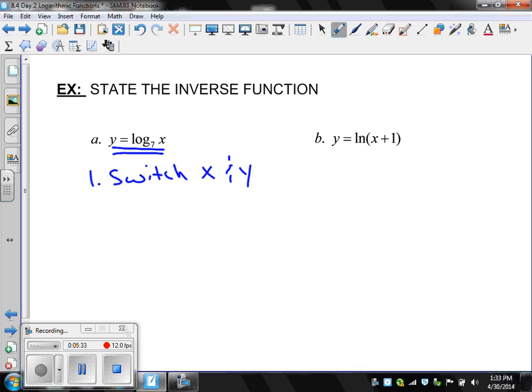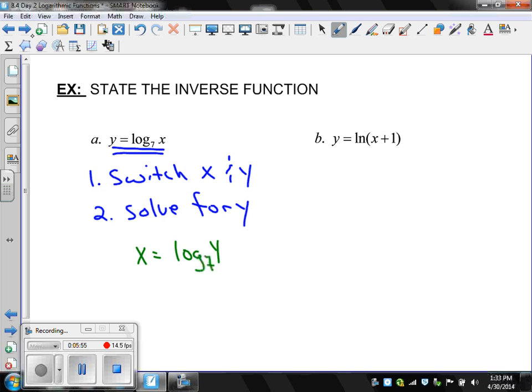And then two, we solve for y. Okay, so let's see what that does for us here. Well, I'm going to write this as x equals log of y base 7. And notice how I have that y is inside the log function, right? So I want to separate that out.